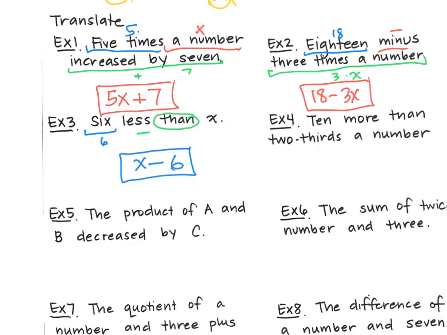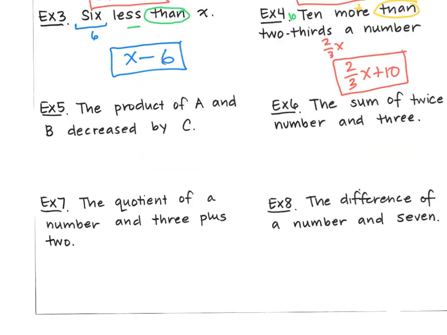The next one's going to have a similar thing. It says 10. More than, if I check the list, more than is on the plus. It means add. But because of the than, it's going to be 10 added to the other part of the problem. 2/3 just means 2/3. A number means a variable, so I'll use x. So I want to do 10 more than 2/3 x, which means I'm adding 10 to 2/3 x. Since it has the word than, I just know I'm going to switch the order. So instead of 10 plus 2/3 x, I'll write 2/3 x plus 10.